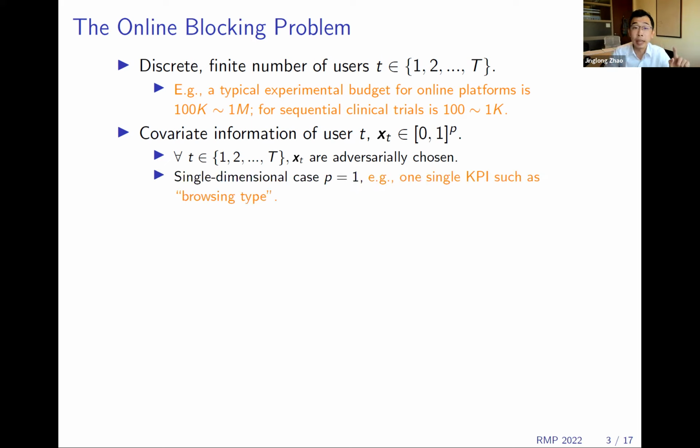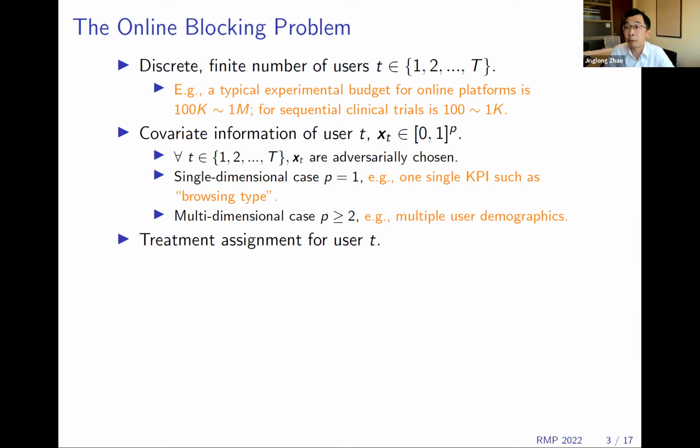We distinguish two cases. The first case, which we refer to as the single-dimensional case, is when the covariate is only single-dimensional. For example, in online platforms, maybe there is a very highly predictive KPI, such as browsing time, that can predict the click-through rates. In some other cases, when there is more than a single covariate, we refer to it as the multi-dimensional case. And this captures the more common cases where people have user demographics, like their age, their gender, and so on and so forth.